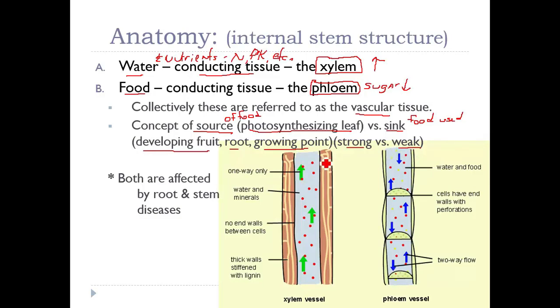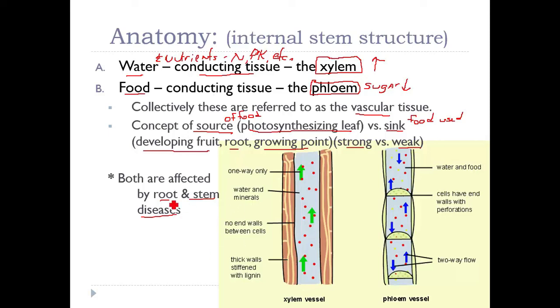Both of these types of tissues, either the xylem or the phloem, can be affected by root and stem diseases. This is one of the major things that root and stem diseases do to plants: they plug up the vascular system so it can't work properly. And when that happens, you've got severe problems.